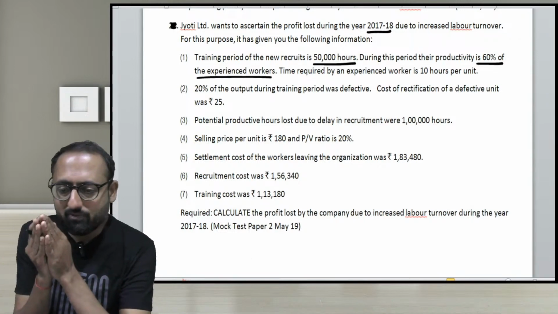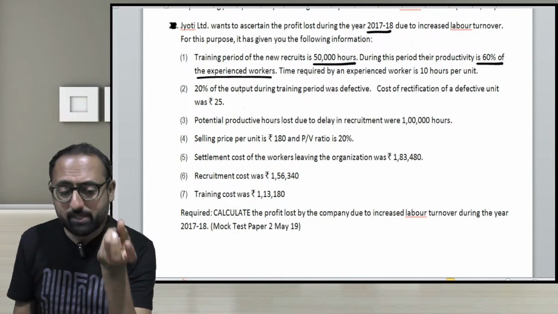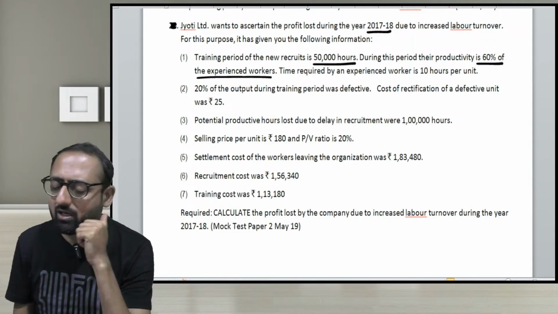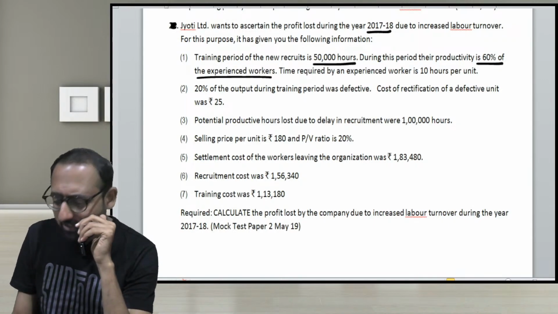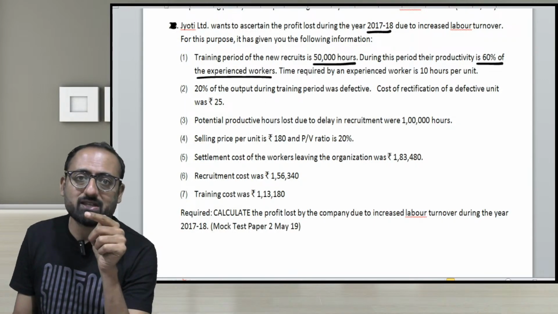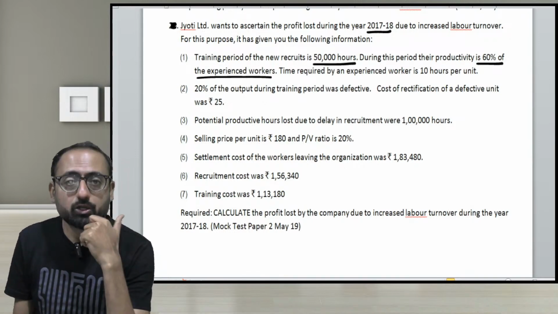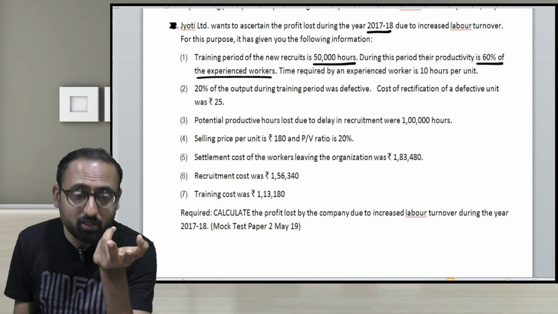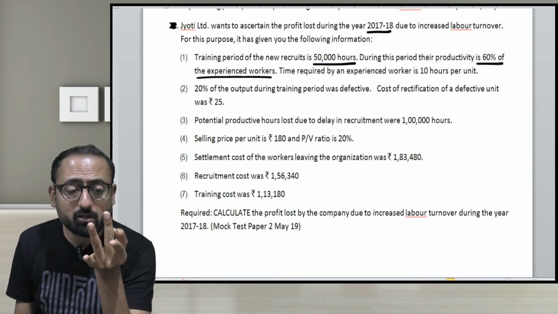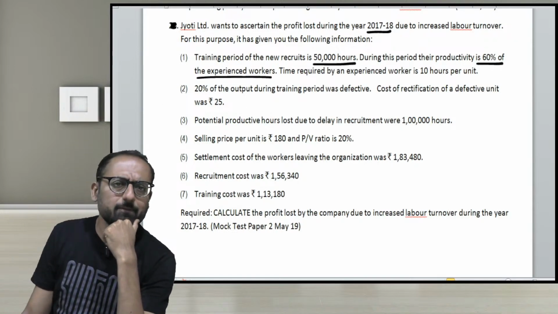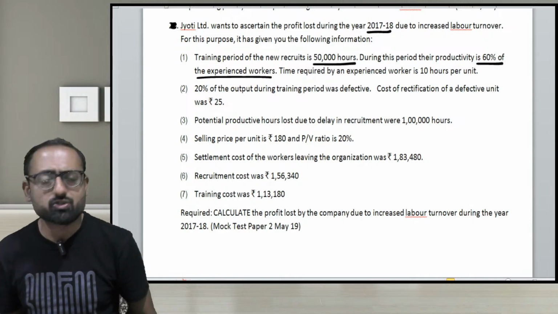So if an experienced worker is producing 100 units, this new worker will produce only 60 units. If the experienced worker is producing 1,000 units, the new worker will produce only 600, because the new worker's efficiency is less. This is also a loss of labor turnover. The new worker will waste more material, the production speed will be less, and the new worker will produce defective units as well. So wastage of material, defective units, so many disadvantages of the new worker.